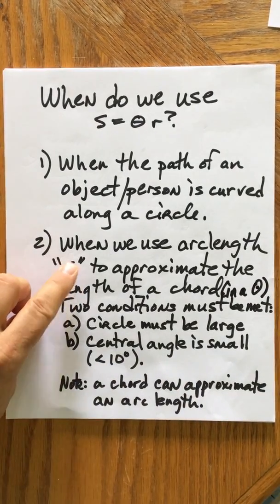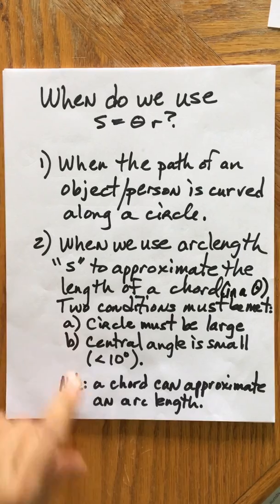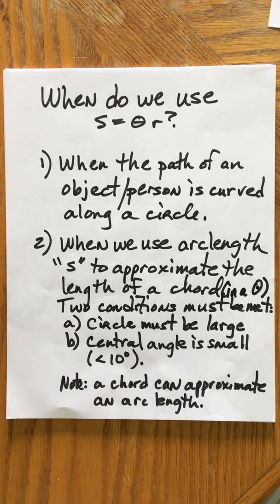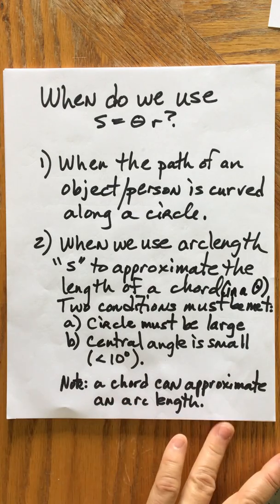So to be able to approximate, you have to have two conditions that are met. The circle must be large and the central angle must be small, less than 10 degrees. And this can be vice versa. A chord can approximate an arc length.